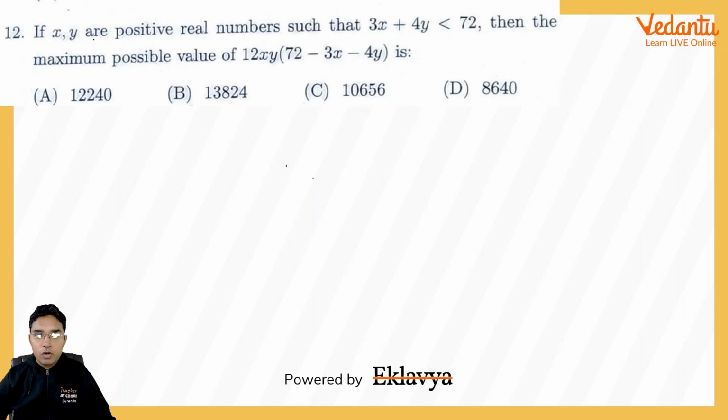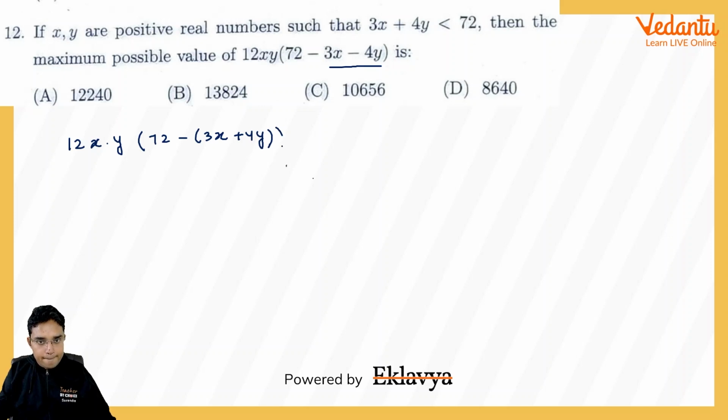If x, y are positive real numbers such that 3x plus 4y is less than 72, then 12xy into 72 minus 3x plus 4y, actually if I take common, then it will be minus of 3x plus 4y. And x and y are positive real numbers. So I think they're talking about AM-GM. So 12 into x into y, and in this bracket 72 minus (3x plus 4y).